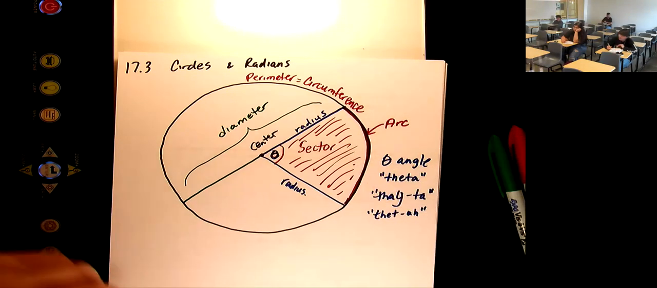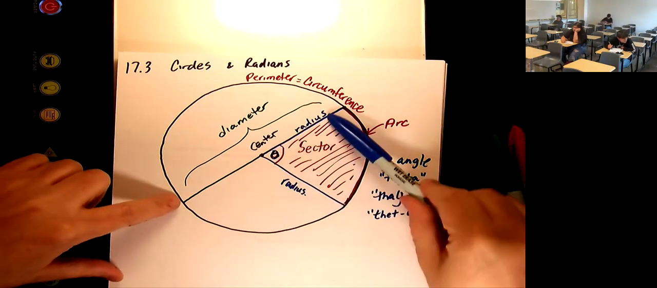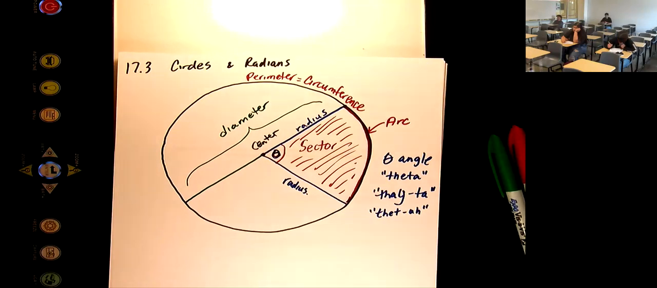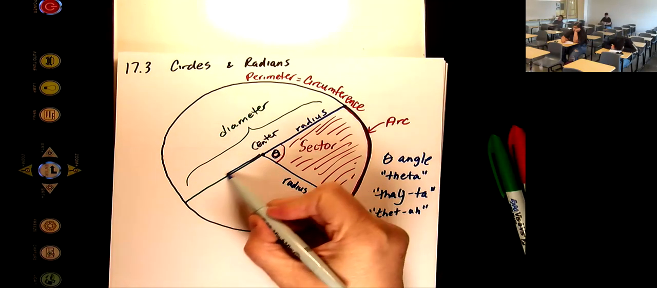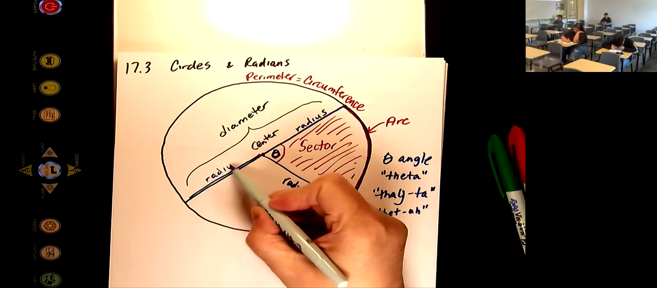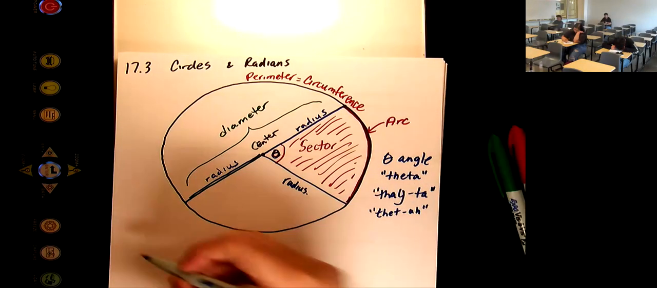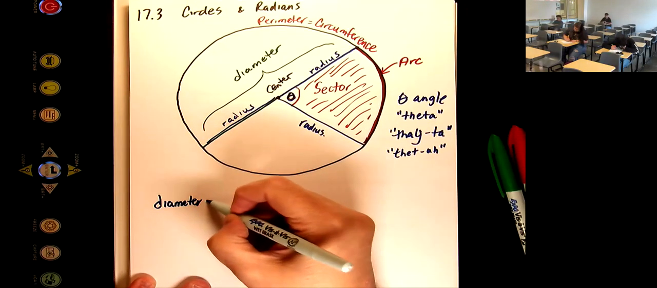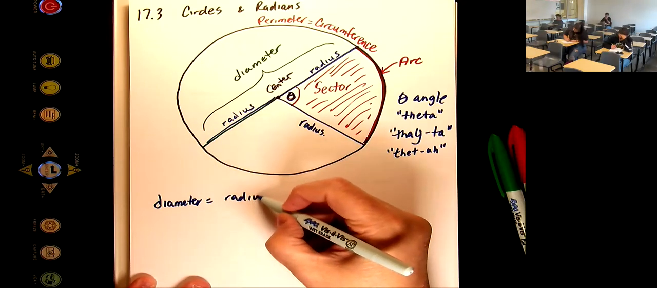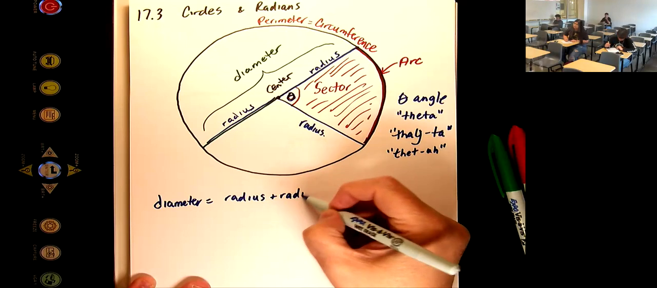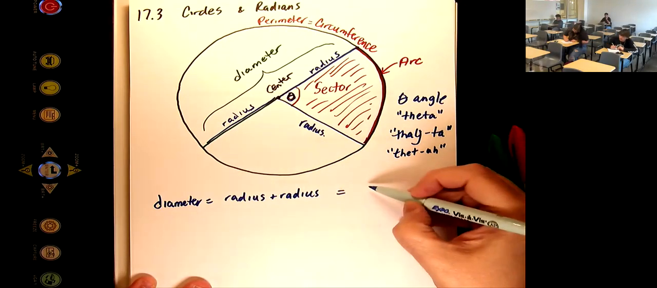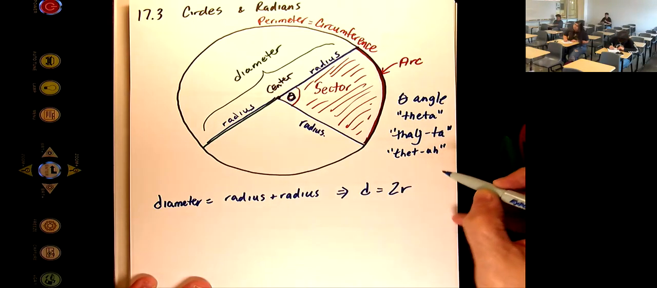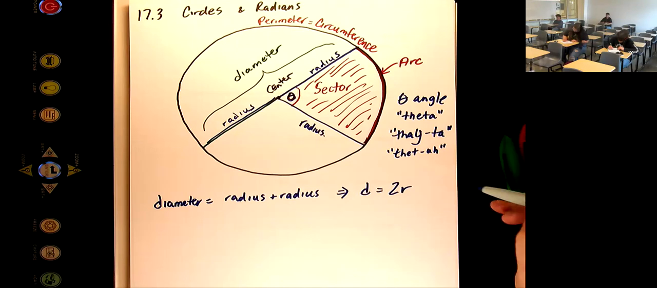That's a sector. Okay, so this is the radius, that side's a radius, the full thing is the diameter. This part right here is technically a radius too. So the first thing we're going to note is that the diameter equals the radius plus the radius. We tend to call the diameter d, and we use r for radius, and radius plus radius is 2 radius. So d equals 2r.